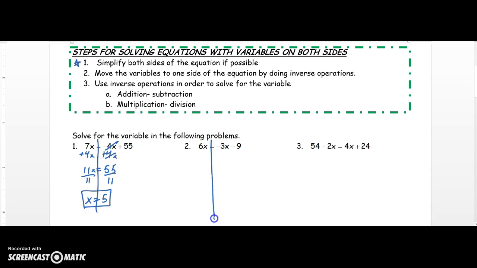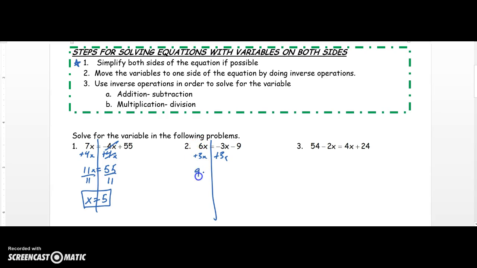Number 2. Are there like terms on either side? 6x is alone, so there are no like terms. Negative 3x and negative 9, are there like terms? No. Why? Because the x is only on the 3 and not the 9. So let's go ahead and start moving the variables to one side of the equation. Once again, the x is alone over here, so let's move the negative 3x over here. How are we going to get rid of negative 3x? We're going to add 3x on both sides.